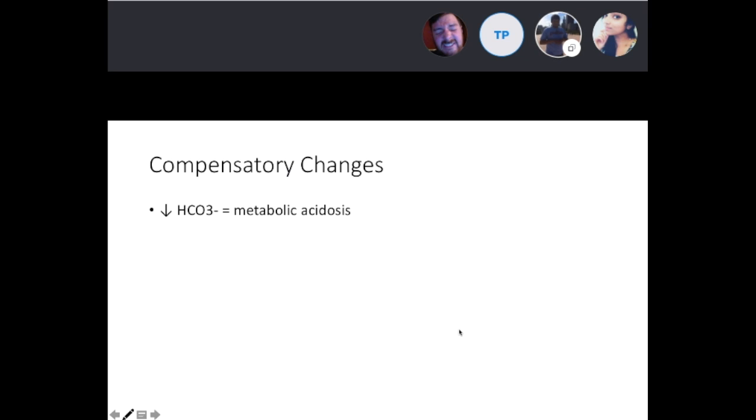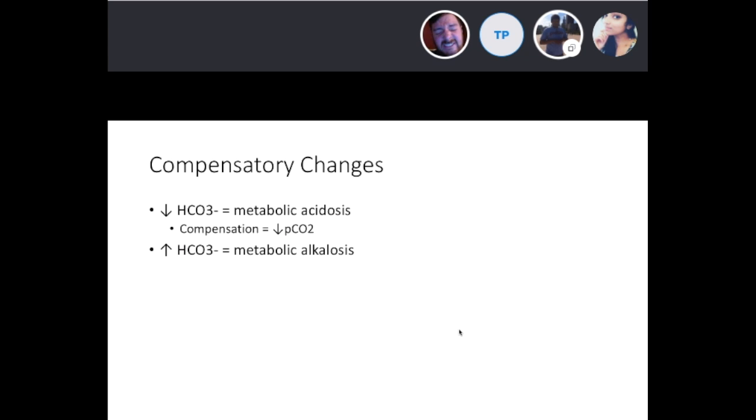So compensation, when you have a decrease in bicarb and you have a metabolic acidosis, what do you think is the compensation? The compensation will be a decrease in your PCO2. So you're hyperventilating to let more of the CO2 out. If you have a high bicarb and it's a metabolic alkalosis with a high pH, what is the compensation? Depression of the respiratory drive? Yeah, so you're going to have a high PCO2 as your compensation.